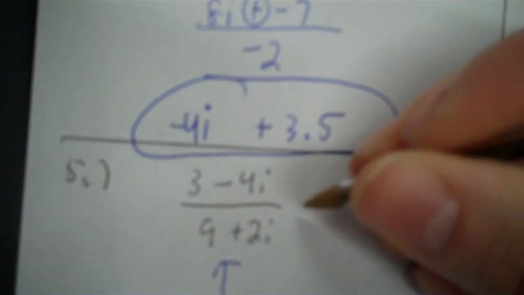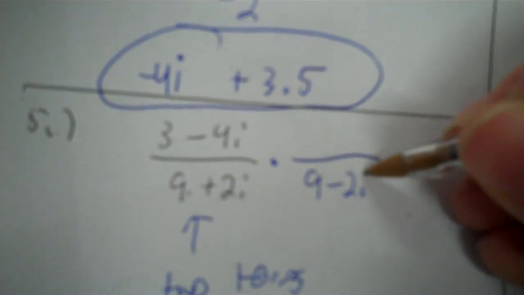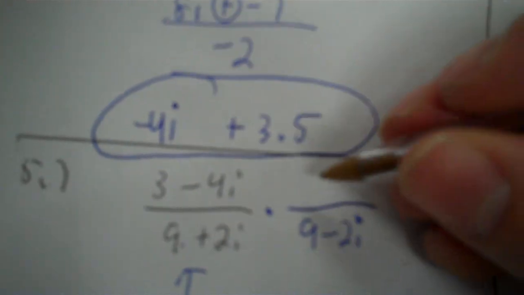Okay, now the next one, when there's two terms, you have to apply the conjugate rule. That means you multiply by a second fraction. You keep the real number the same. You change the sign on the imaginary because that's the one you're trying to get rid of. And then the same, and then up here you copy that.